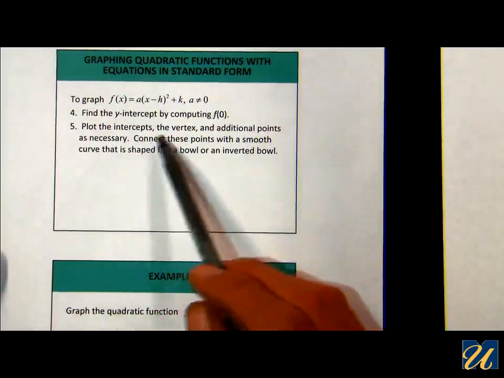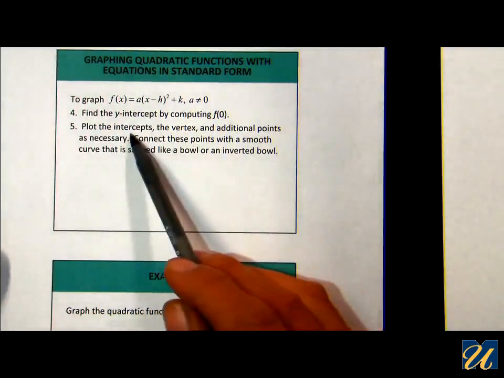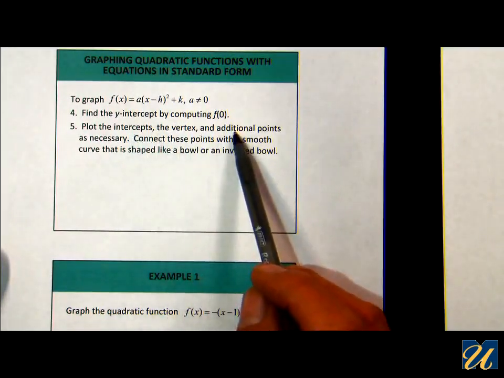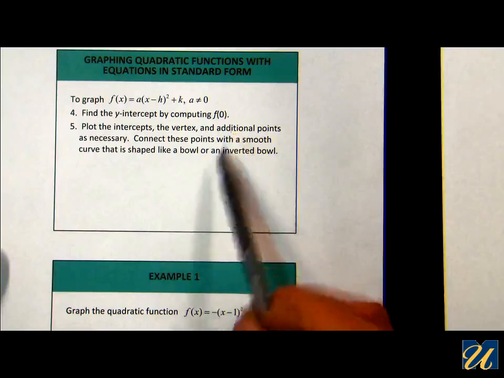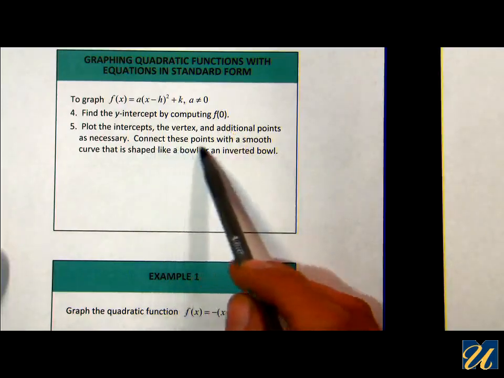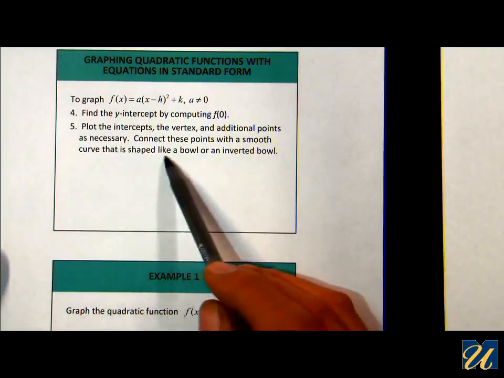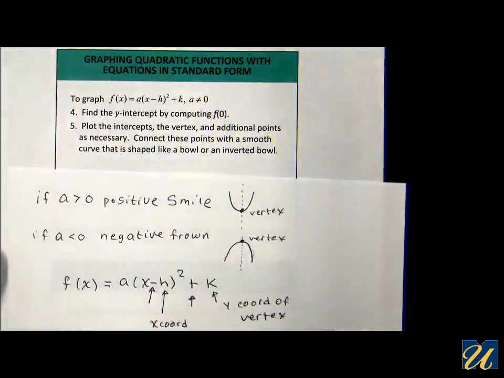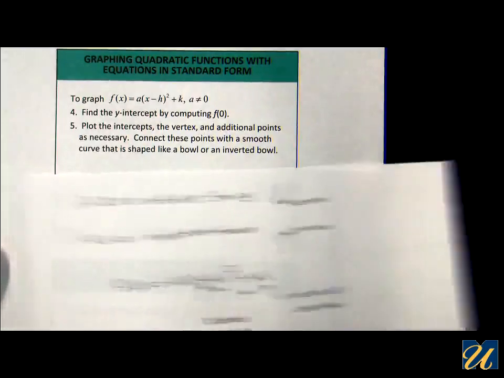And then we'll plot the vertex, the most important point. We'll plot the x-intercept. We'll plot the y-intercept, perhaps an additional point if necessary to help fill in the details. And we'll connect these points with a very smooth curve and that shape, like a bowl or an inverted bowl. In other words, it smiles or frowns at you like that.